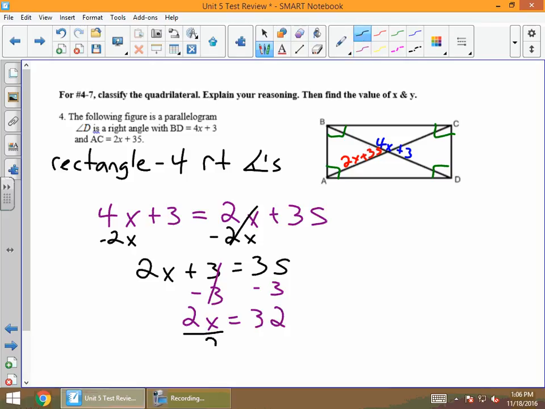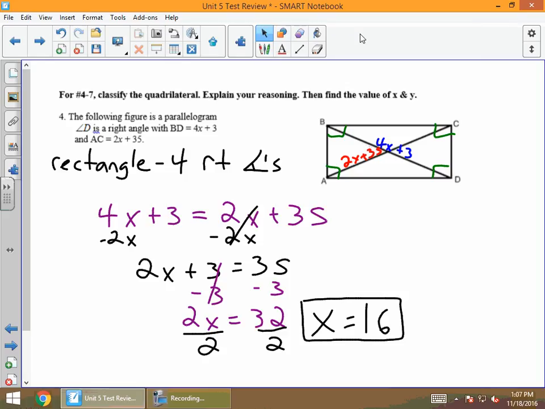Last step, divide. What is half of 32? What'd you say? 60. Good. Good. Next problem, right? We're done? You're right, but there's no y in this problem. So, we are done. We found x. I promise you there will be a y in the upcoming problems.